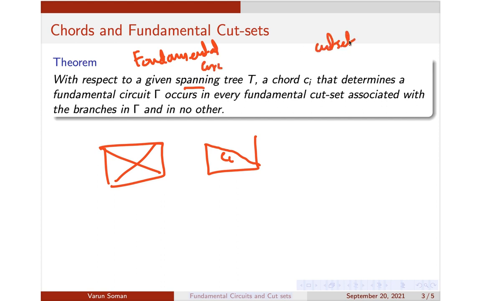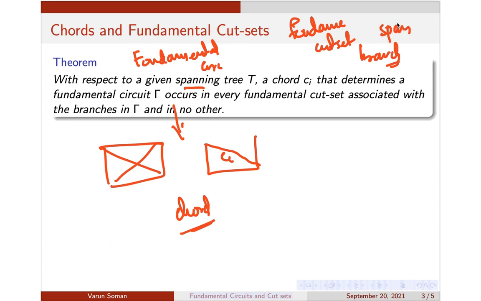Okay, so what does it mean? Actually, in a fundamental circuit you can see that there is one chord. This chord is existing there, so exactly one chord is there. Okay, and now if you look at a fundamental cut set, a fundamental cut set will contain exactly one branch of a spanning tree.